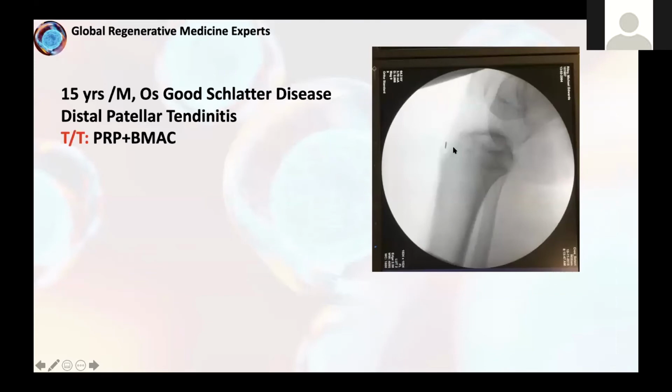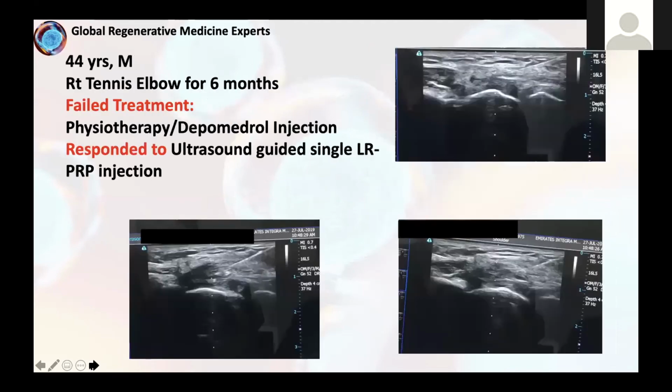This is a 15-year-old child who has Osgood-Schlatter disease, and on X-ray and CT, there was still some translucency at the junction where the tendon comes and attaches. But in this patient, because there was a translucency between the parent bone and the tibial tuberosity, I combined both PRP and BMAC under fluoroscopy, and he is doing well and he is playing football. Before, he was not able to run.